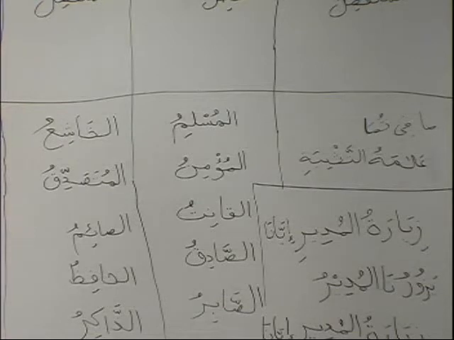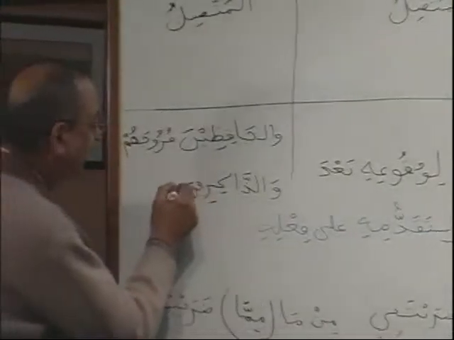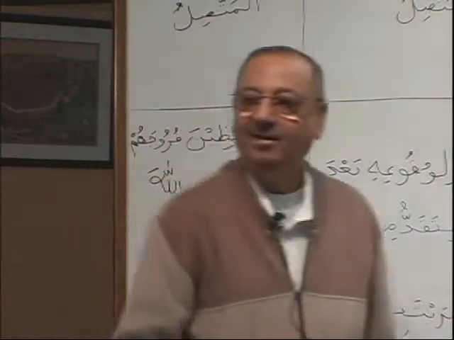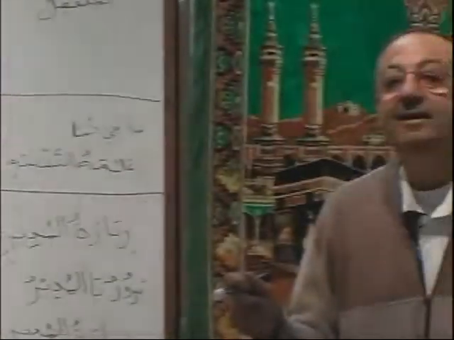wa dhakirina Allah. Again the same thing. Brother, why Allah? I don't see any verb there. So this is maf'ulun bihi for ism fa'il. This is a beautiful, beautiful verse, brothers and sisters.